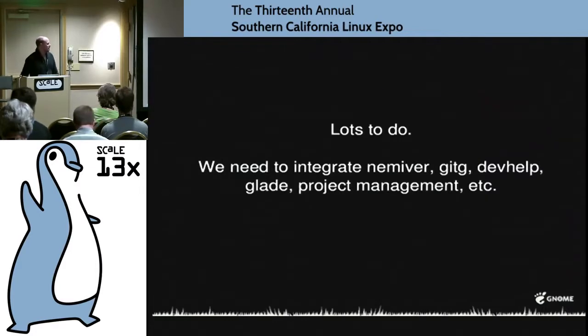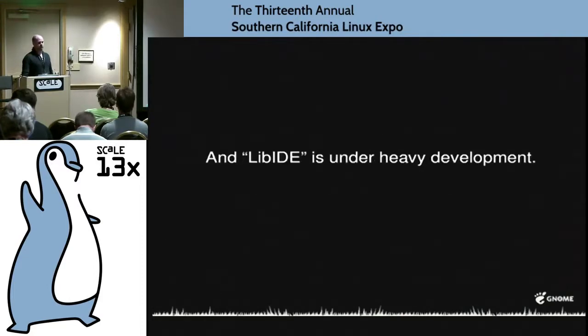And we need to build a project management system that manages your automake stuff. Some of the stuff's in there now, but as always, there's a ton to do. So libIDE is under heavy development now. It's basically what I've been working on since FOSDEM full time.